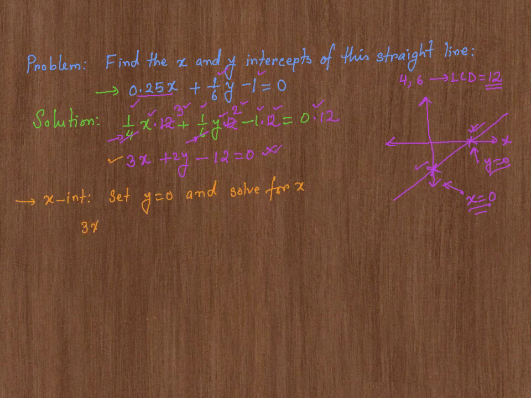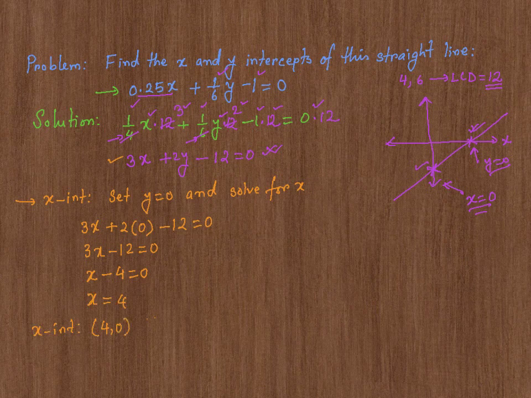So it's going to be 3x plus 2 times y, but 2 times 0, minus 12 is equal to 0, or 3x minus 12 is equal to 0. I can divide both sides of this equation by 3. That's going to give me x minus 4 is equal to 0, or x is equal to 4. So the x-intercept is going to be at (4, 0).